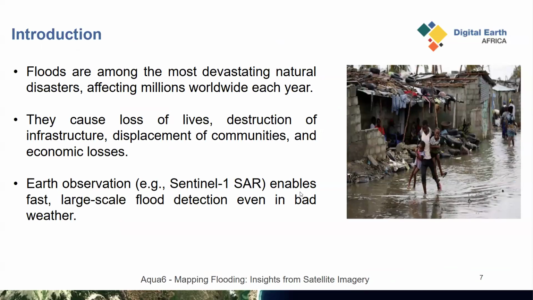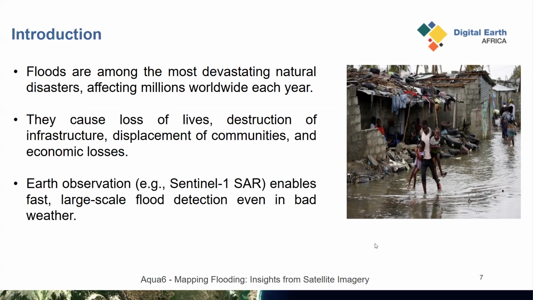So floods are amongst the most devastating natural disasters which affect millions worldwide each year, and Africa is no exception. They cause loss of lives, the destruction of infrastructure, displacement of communities, and economic losses. These consequences are not just environmental, they are economic and they deeply affect humans. Earth observation, for example Sentinel-1, enables fast, large-scale flood detection even in bad weather.